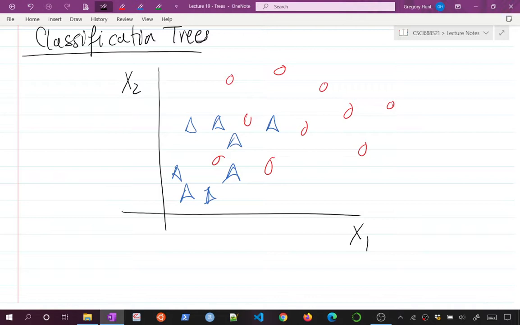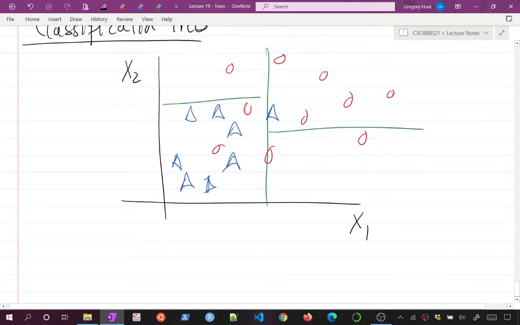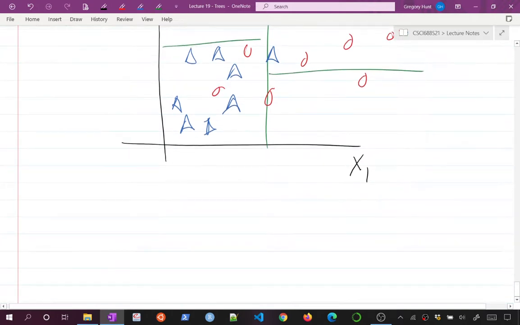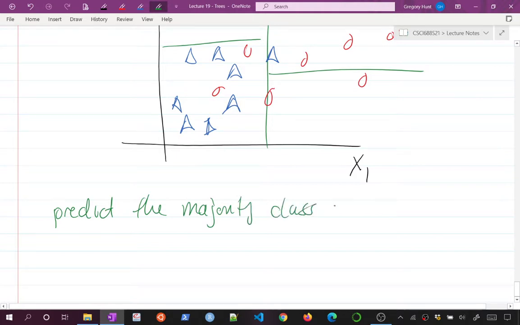A classification tree is going to do a similar thing where it recursively splits. Maybe I want to split here. Maybe here. Maybe here. I don't know, maybe that's not what I want to do. Maybe I want to split here. Whatever. It's going to recursively make these splits in the same way, but it's going to predict the majority class in each rectangle.